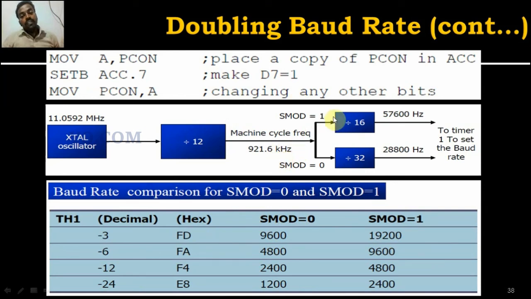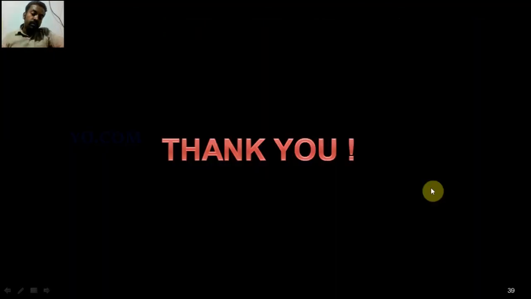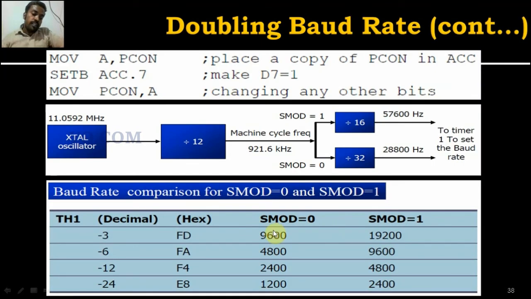That is given to serial mode 1 or serial mode 2, and divided by 16 or divided by 32. We are giving it to timer 1 to set the baud rate. So this value is used to set the baud rate, and these are the numbers that are loaded into the TH1 register.